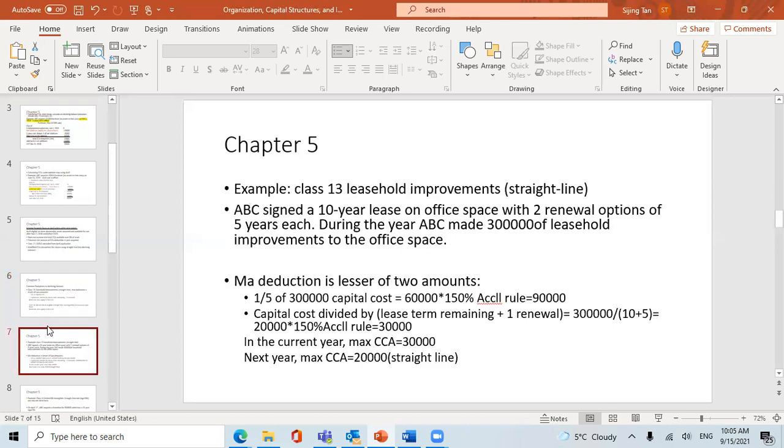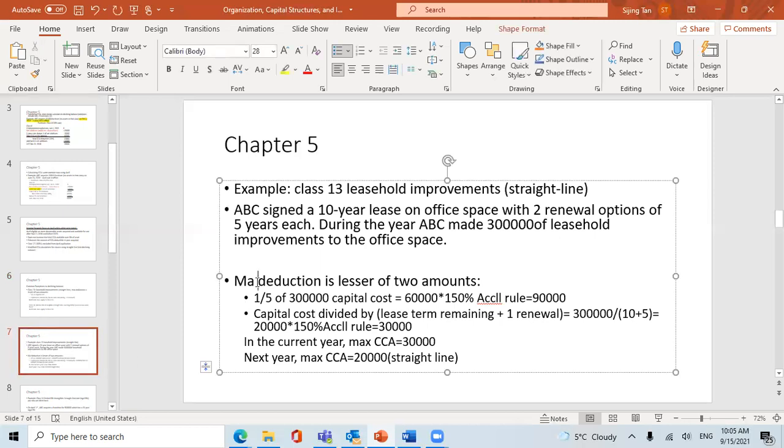Now, an example for class 13. Leasehold improvement is a straight line method, right? So ABC signed a 10 year lease on office space with 2 renewal options of 5 years each. During the year, ABC made $300,000 of leasehold improvements to the office space. So we have to deduct the lesser of 2 amounts, according to our methodology. The first one is 1/5 of the $300,000 capital cost. This is equal to $60,000.